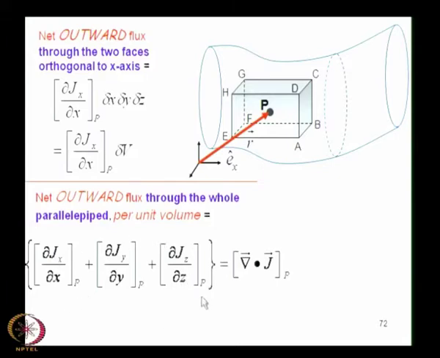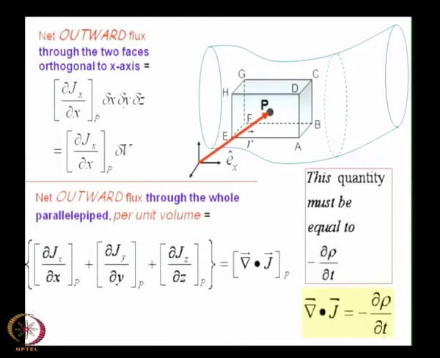And we have already seen in our previous class that this is nothing but the divergence of the current density vector, right. So, the current density vector gives you the net outward flux through the whole parallelepiped, and by conservation of matter, this must be equal to the negative rate of change of density in the region which is bound inside. So, this is the equation of continuity.